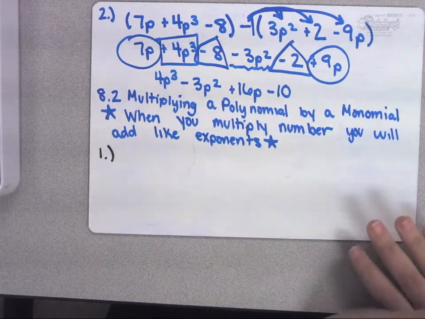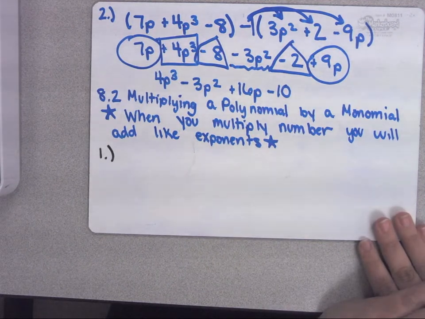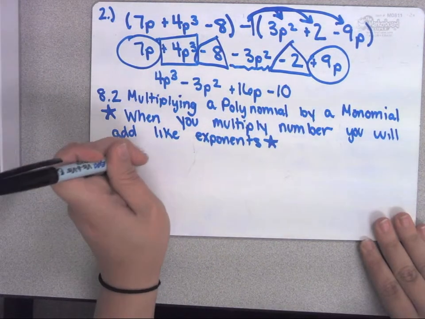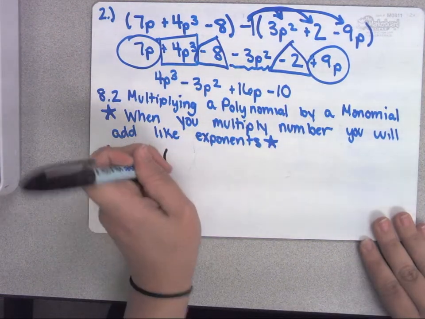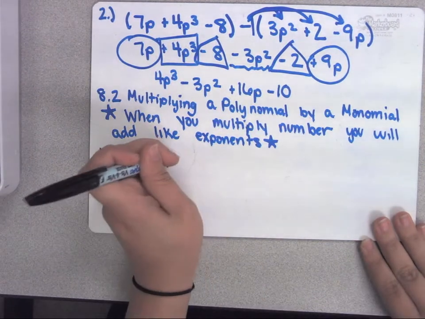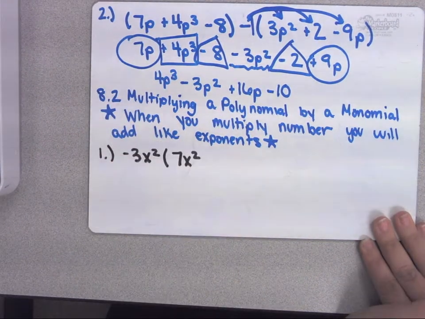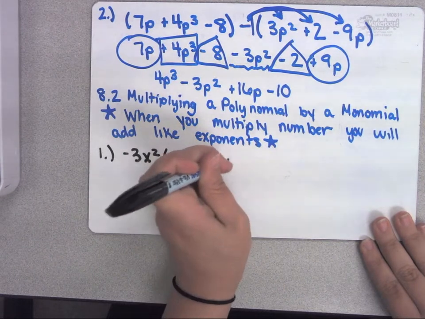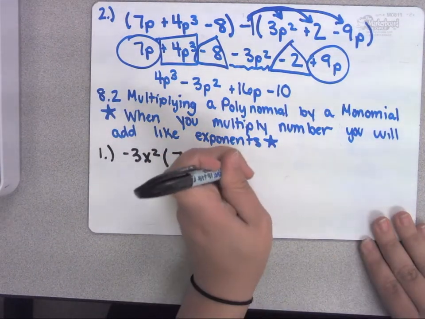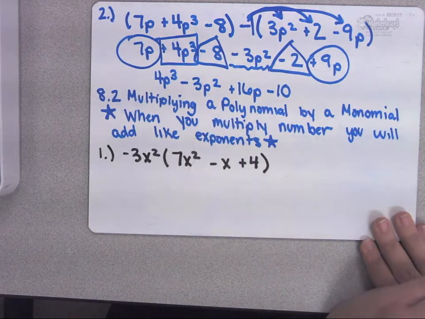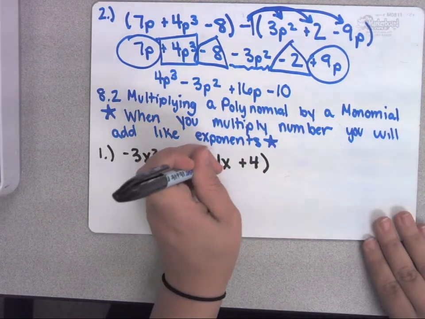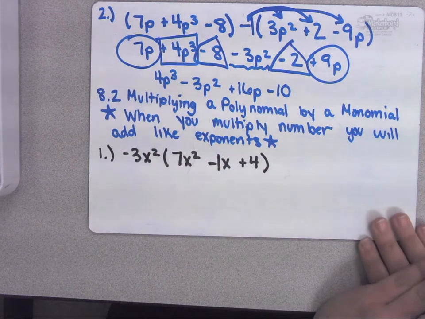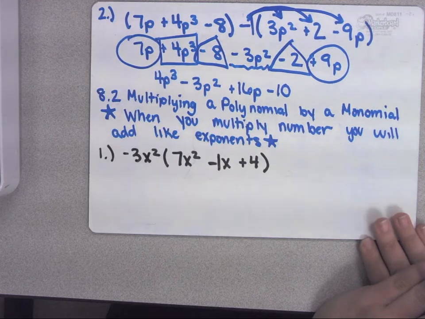So we'll start off easy. Number 1. Negative 3x squared. We'll start easy with one variable. Parentheses. 7x squared minus x plus 4. Close your parentheses. If it helps you, put a 1 in front of that x so you know that there's a number there. If it helps. Okay, just do it. It'll help you later.